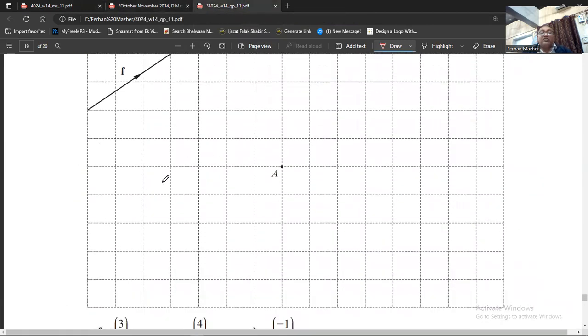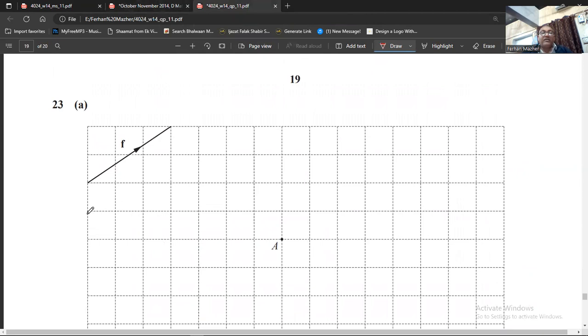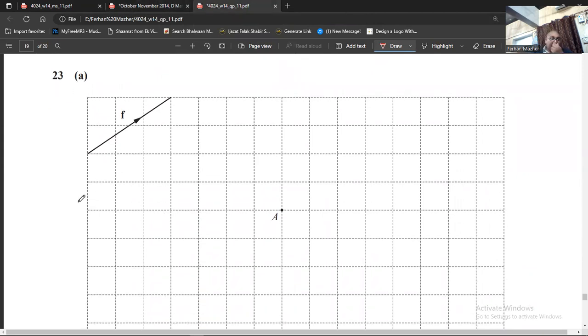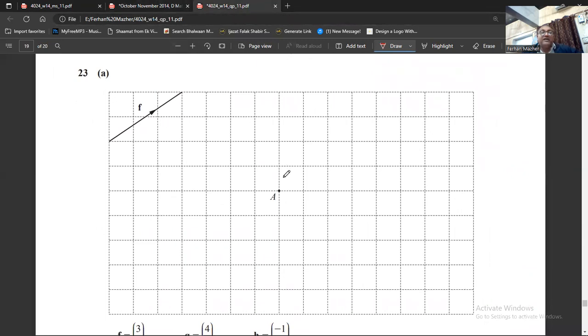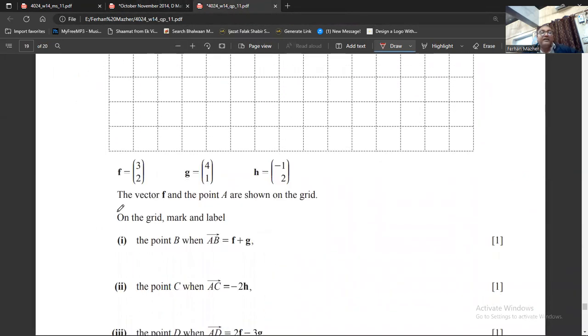Okay, we have question number 23. Here we have F and here is the dot A. F is (3, 2), G is (4, 1), H is (minus 1, 2). The vector F and the point A are shown on the grid. On the grid, mark and label the point B such that AB equals F plus G.